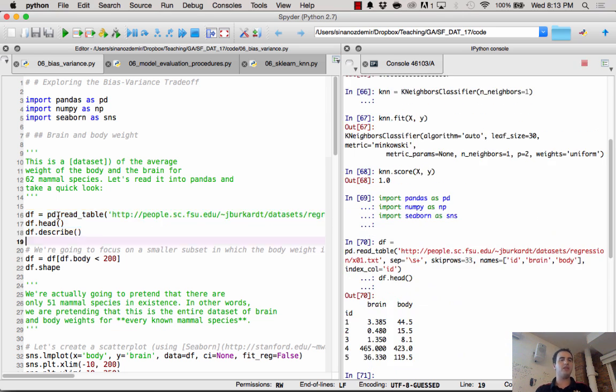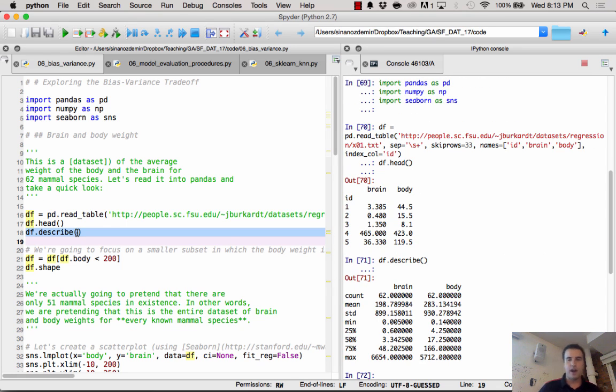So if I read the table in, here's the head. For each animal, I have a brain weight and a body weight. And you can see the brain is generally much lighter than the body, which makes sense. I can do a quick describe of my data frame, and I'll get that the average brain mass is 198. Sorry, I misspoke: brain is in grams, body is in kilograms. Yes, body's in kilograms, brain is in grams.